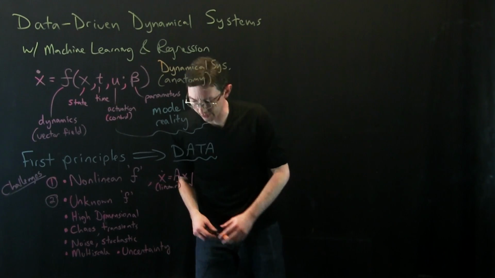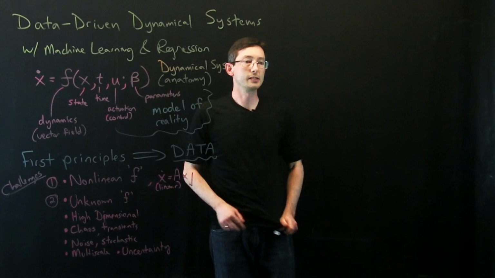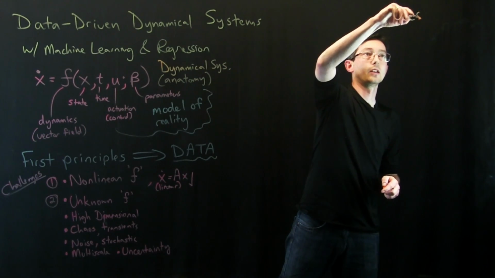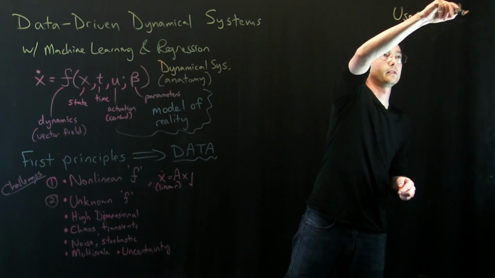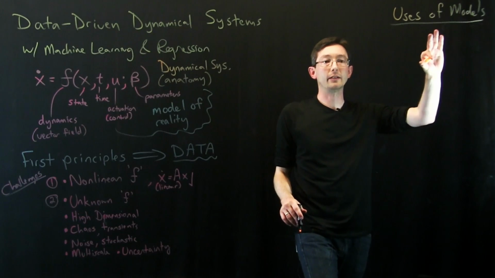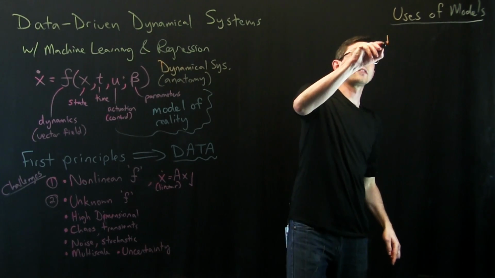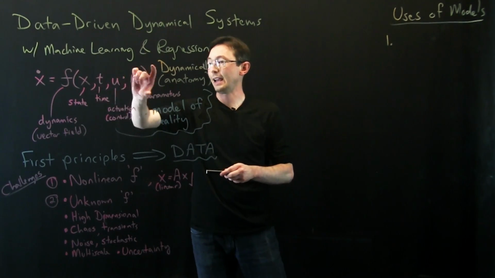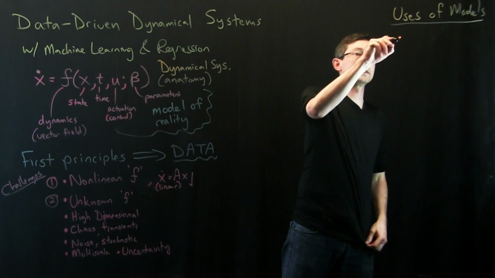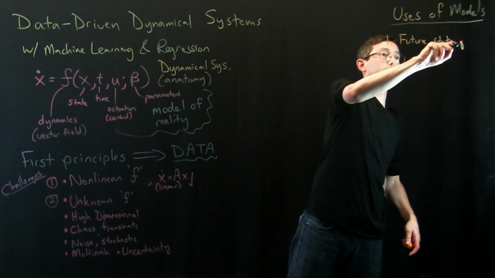Good. So now the other side of this is what do we actually want to use these for? Okay, so these were the challenges. What are some of the uses? Okay, so uses of models. And again, this is not the definitive list by any means. This is just what I think of on a day-to-day basis. So kind of the most obvious thing that we would want to do if we had this dynamical system is we might want to try to predict the future. Okay, so we call this future state prediction.